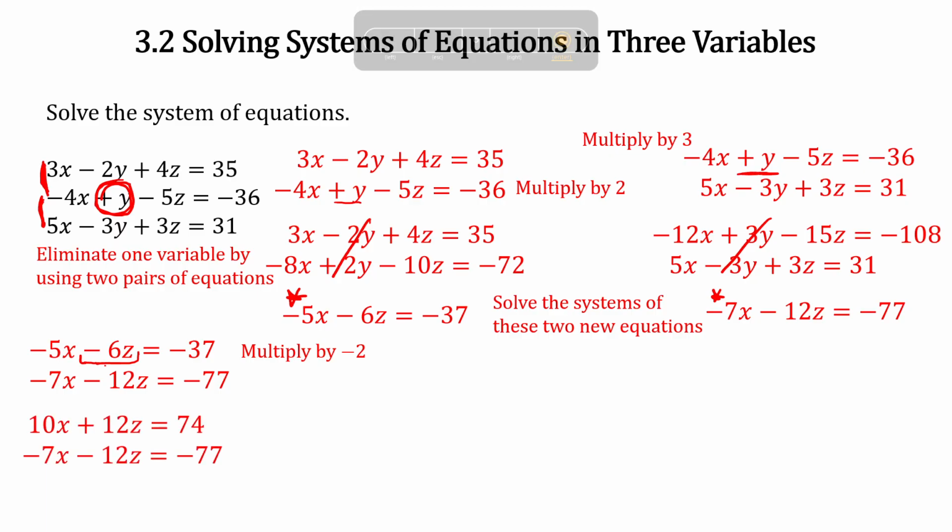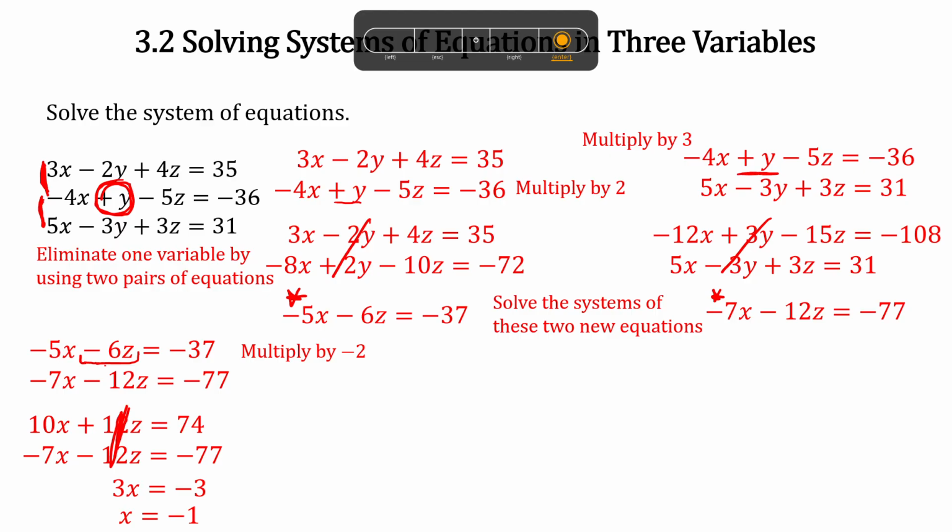I'm going to get positive 10x plus 12z equals 74 on the top. And now my 12s will cancel out, my z's. And I'll get negative 3x. I'm sorry, 3x equals negative 3. So x is negative 1.